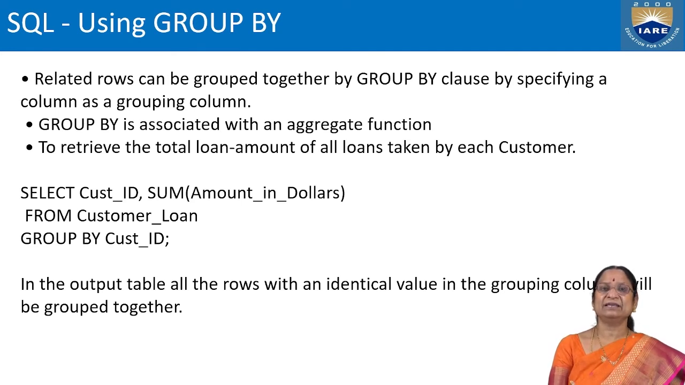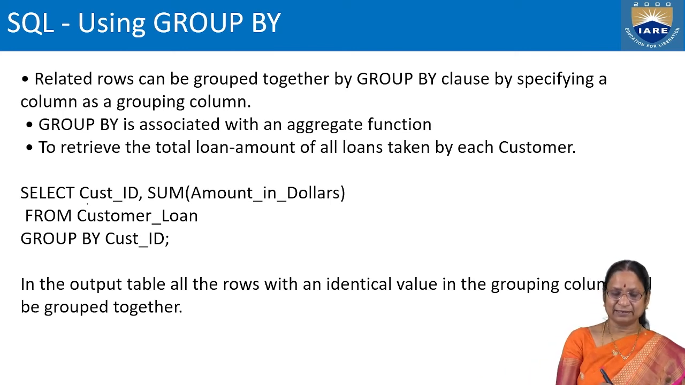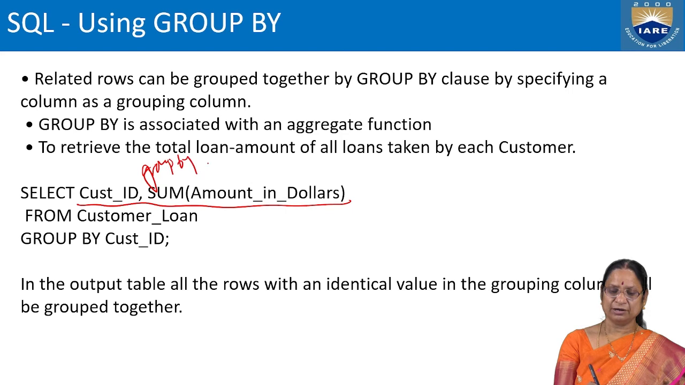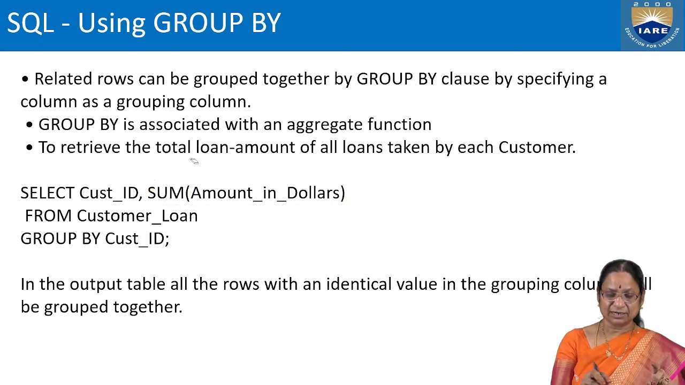While retrieving any data using this group by clause, the select clause should contain the group by column or aggregate function, not other columns. Please all of you remember. While using this group by clause, in the select clause, the list of attributes must be either attributes used in the group by clause or used in any of the aggregate functions, but not other attributes.